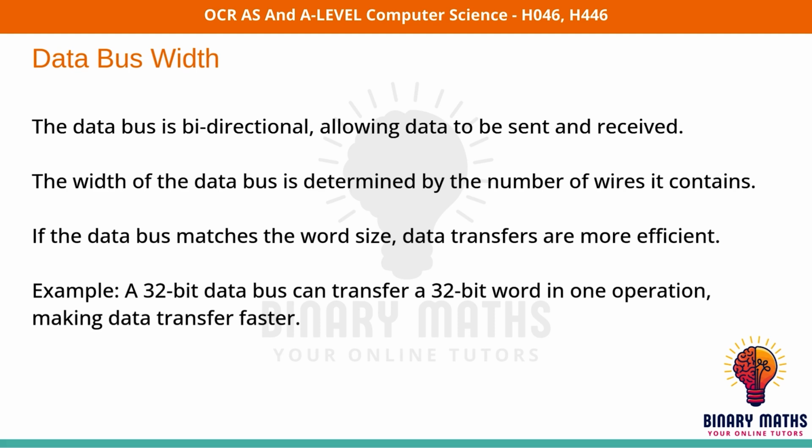The data bus is bidirectional, meaning it can send and receive data. Its width is determined by the number of wires it contains. When the data bus matches the word size, data transfers are more efficient. For example, a 32-bit data bus can transfer a 32-bit word in a single operation, speeding up data transfer. This efficiency is crucial for high-performance computing tasks that require rapid data movement between the CPU and memory. A wider data bus can significantly reduce the time needed to transfer large amounts of data, enhancing overall system performance.